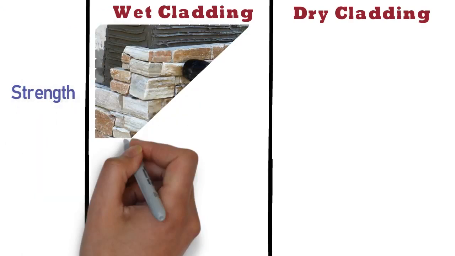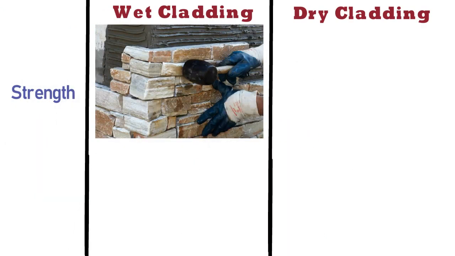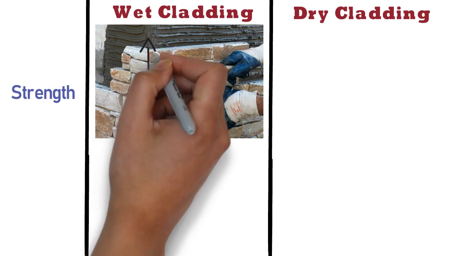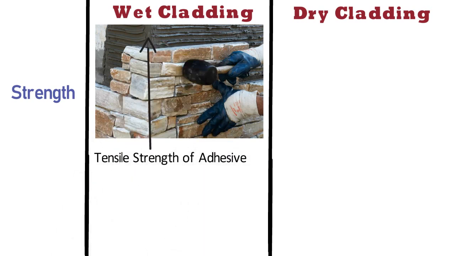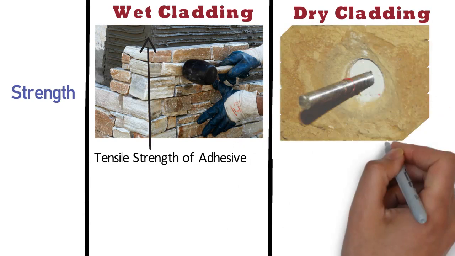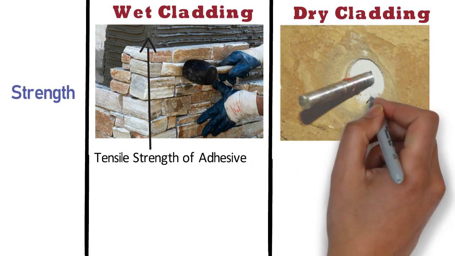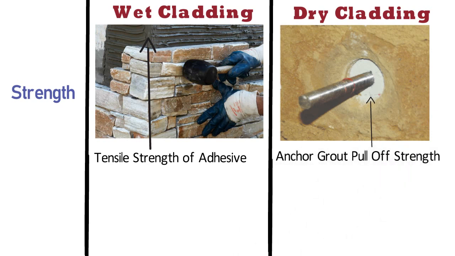Strength. In case of wet cladding, the bonding of tile or stone to the surface will depend on the tensile strength of adhesive. Whereas in case of dry wall cladding, the bonding of tile or stone to the surface will depend on the anchor grout pull-off strength with the surface matrix.